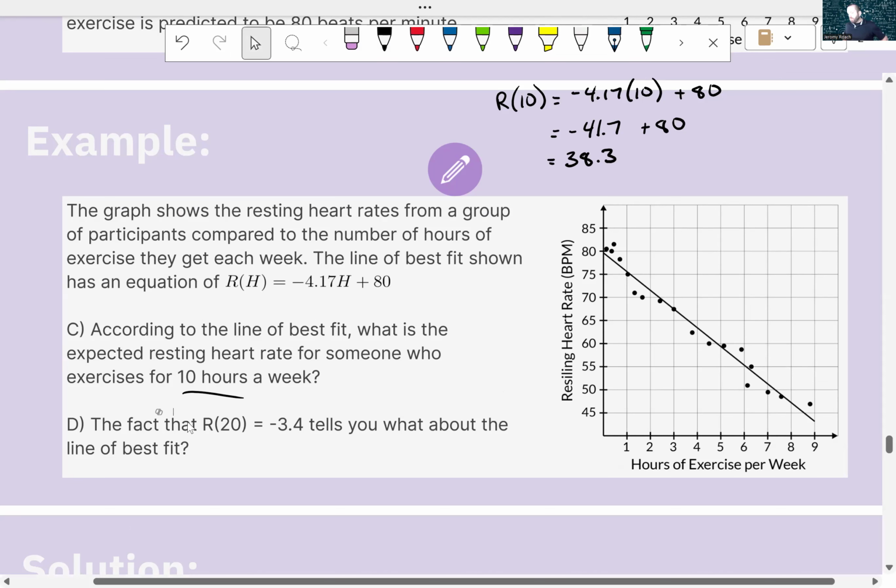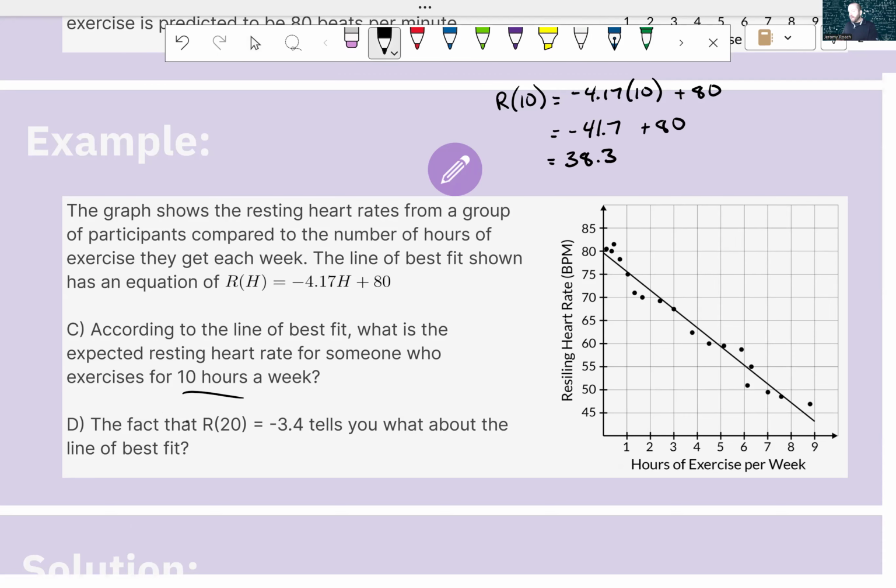Now let's take this a step further and see what R of 20 is. So R of 20 would be if somebody exercises for 20 hours per week. So maybe some of you are track runners or you play other sports like football or volleyball or basketball. And I'm certain you probably get close to exercising that many hours per week if you're an athlete. This says R of 20, so 20 hours of exercise, equals negative 3.4. So it already did the math for us.